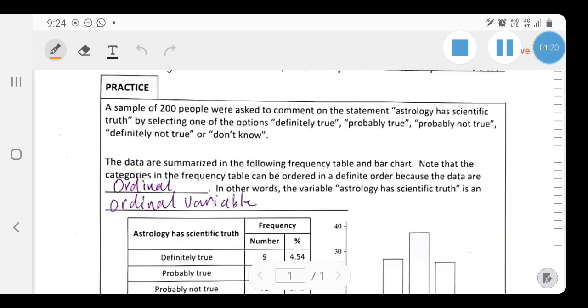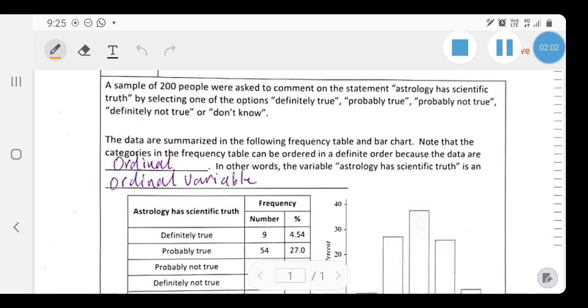All right, here's our example. Now, listen to this little statement, okay? A sample of 200 people were asked to comment on the statement, "Astrology has scientific truth." Not astronomy, which is the study of the universe, astrology, you know, the sort of thing, your horoscopes, Libra, Capricorn, Sagittarius, all that sort of thing. So a sample of 200 people were asked to comment on whether this has scientific truth by selecting one of the options below. Definitely true, probably not true, definitely not true, or I don't know.